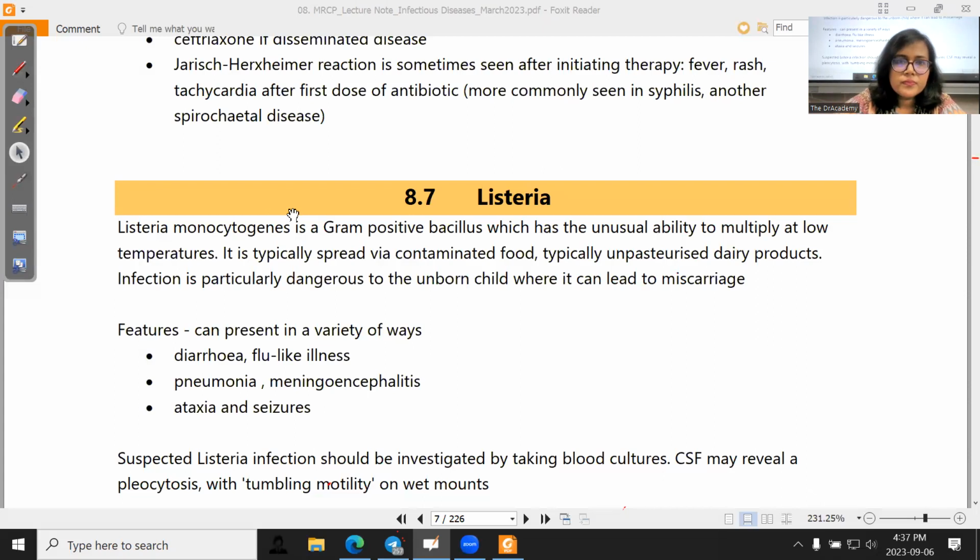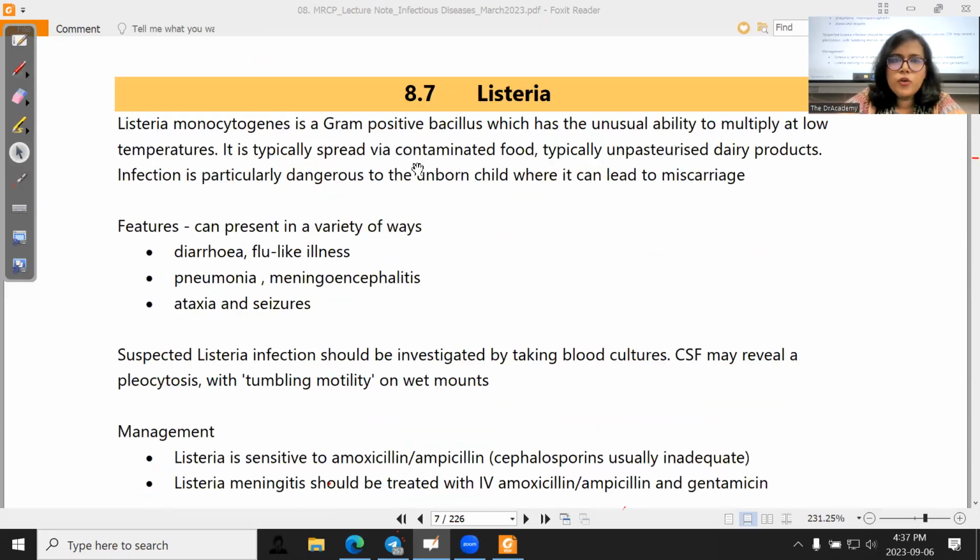Okay. All right, Listeria monocytogenes. Now we are done with the spirochetal infections. We have discussed syphilis, Lyme disease, and leptospirosis. Now Listeria, it's a bacterial infection. It's a gram-positive bacillus which has the unusual ability to multiply at low temperature.